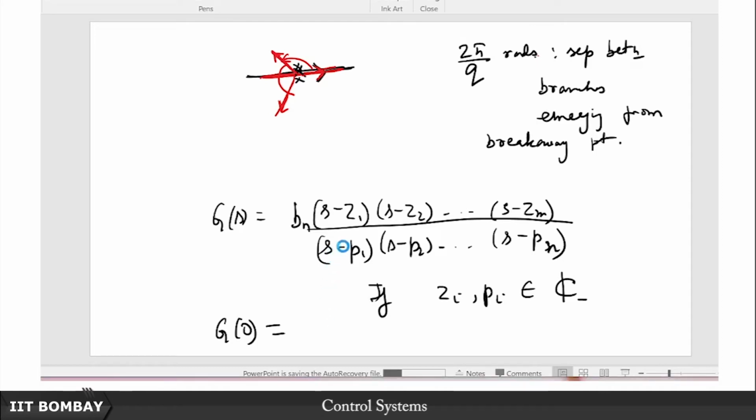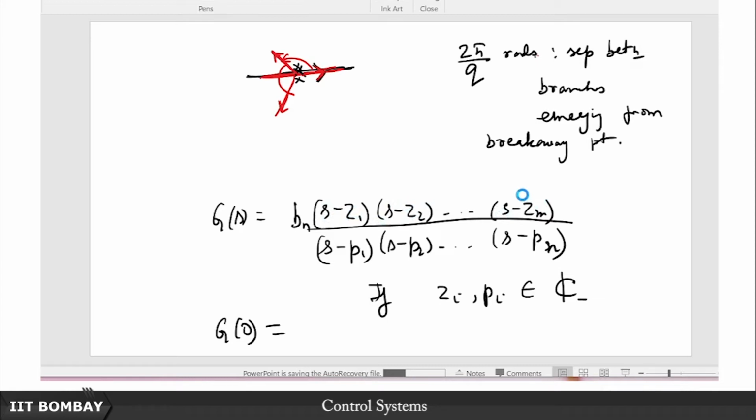If you put it in this form, you will see that when s vanishes, the minus z1, the minus z2, the minus z3 and all of these terms, if they are real, then because they are on the left half plane, they are inherently negative. So minus of z1 is going to be positive. So each of these individual terms is going to be positive.